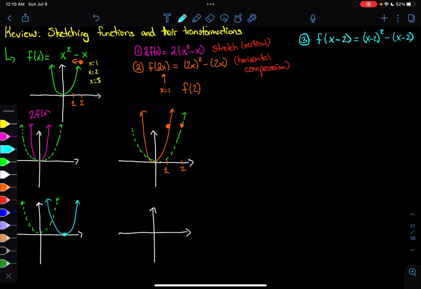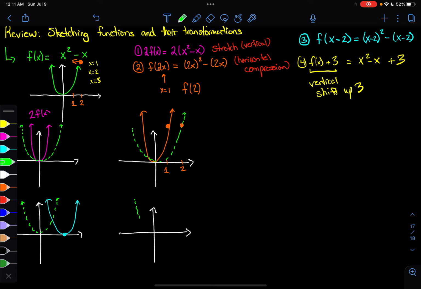And then last but not least, what happens if we take our original function and I were to add, I don't know, 3 to it, right? So basically we have our original function, x squared minus x, and then all of a sudden I just decide to plop a plus 3 at the end of it. Like, what is that going to do? And again, from pre-calc 1, this right here is a vertical shift up 3 units, okay? So again, if my original graph is here, then my new graph is going to be somewhere up here because we have shifted all the points up by 3 units, all right?